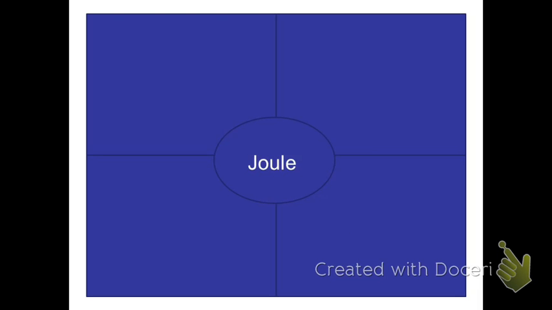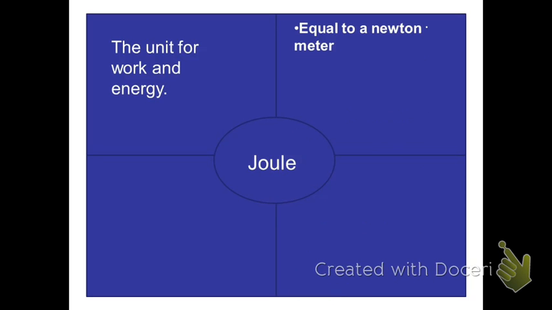Our next term is joule. This is a new one for you. This is a new unit. The joule is the unit for work and energy. Some characteristics of joule. A joule is equal to a newton times a meter. If you apply 1 newton of force and you push the object 1 meter or pull the object 1 meter, you've used 1 joule of energy or you've done 1 joule of work.